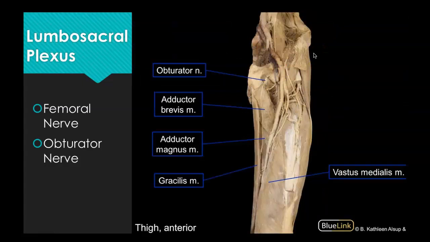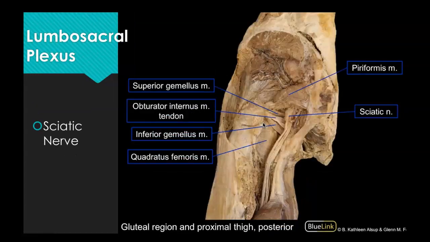And here we can see the obturator nerve. The obturator nerve courses through the obturator foramen, and here we can see it lying external or superficial to your adductor brevis, coursing down to supply the medial thigh muscles. Now let's look at some of the branches from your sacral plexus.